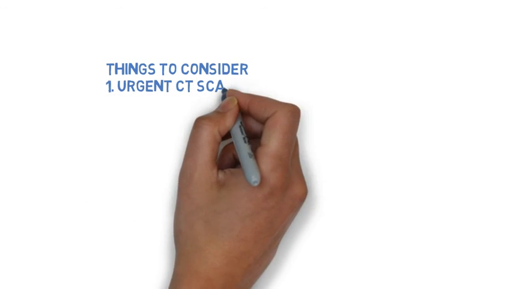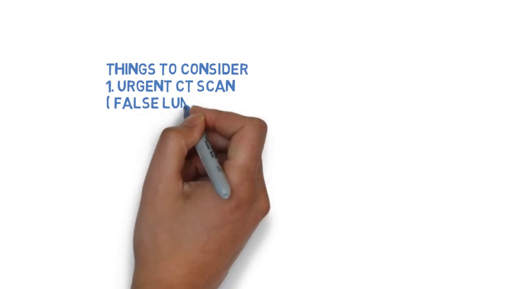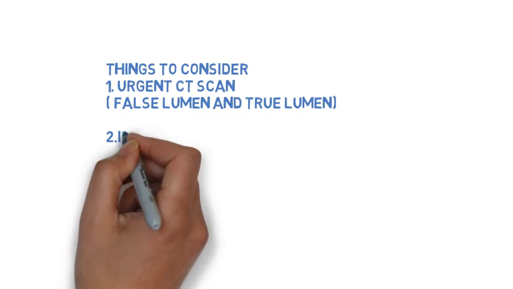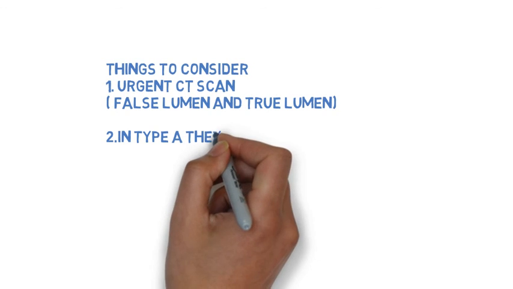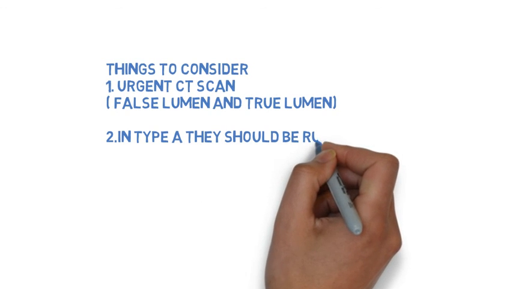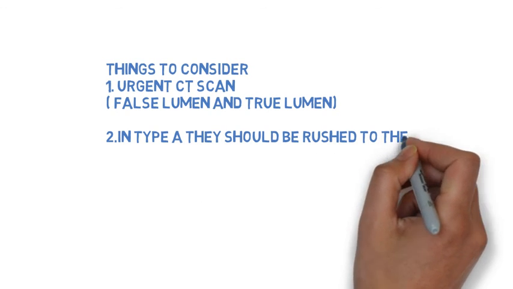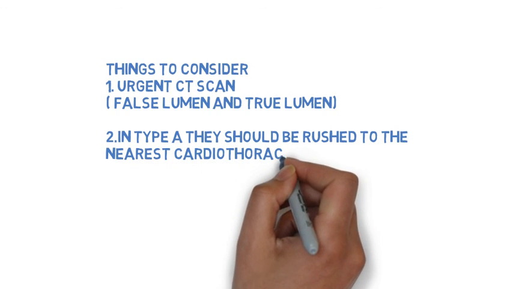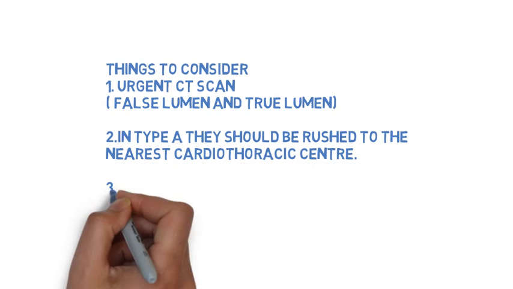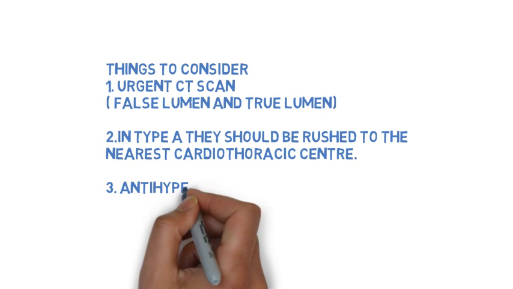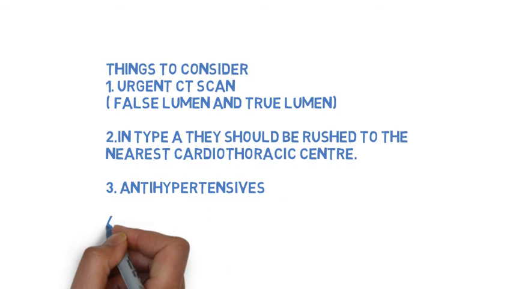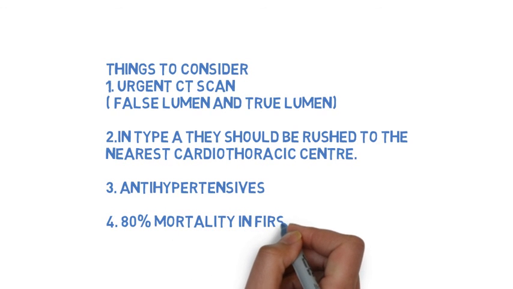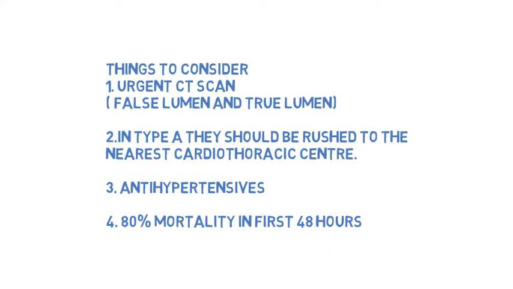Some key things to consider: if you are thinking of dissection, an urgent CT scan of the aorta is required. This will show a false lumen and a true lumen. If it is type A, the patient should be rushed to the nearest cardiothoracic centre for imminent surgery, and moreover, they should have antihypertensives to lower their blood pressure. Aortic dissection has a very poor prognosis and has an 80% mortality in the first 48 hours.